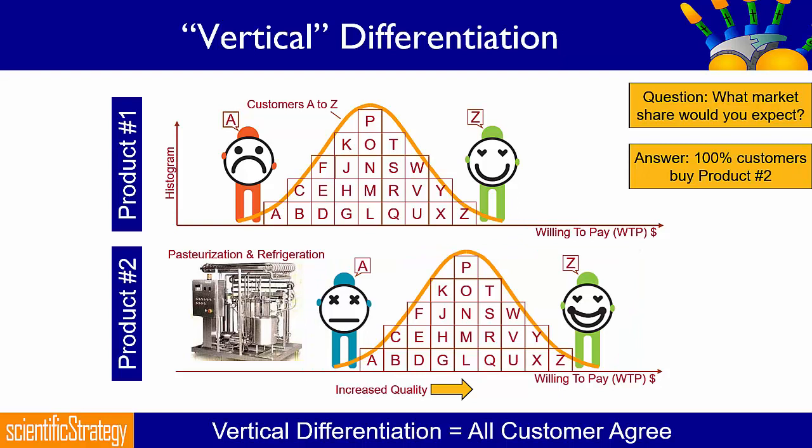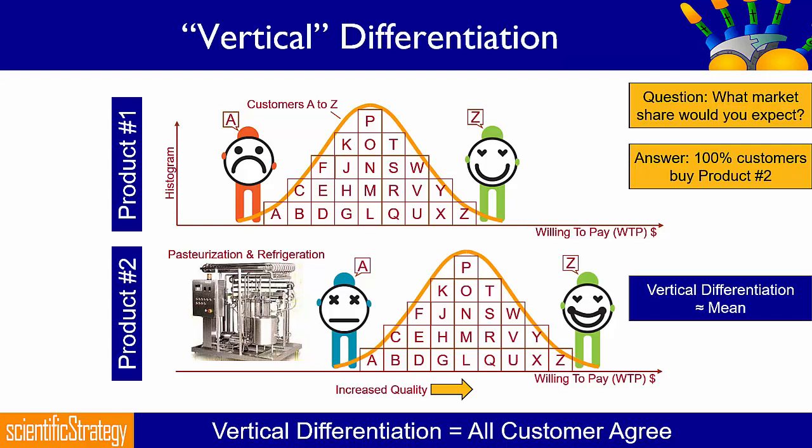Now, this is the nature of vertical differentiation. Vertical differentiation means that all customers agree. And vertical differentiation mathematically is defined as the mean of the two curves. So imagine the mean of product 1 compared with the mean of product 2. The mean for product 2 is bigger than product 1.